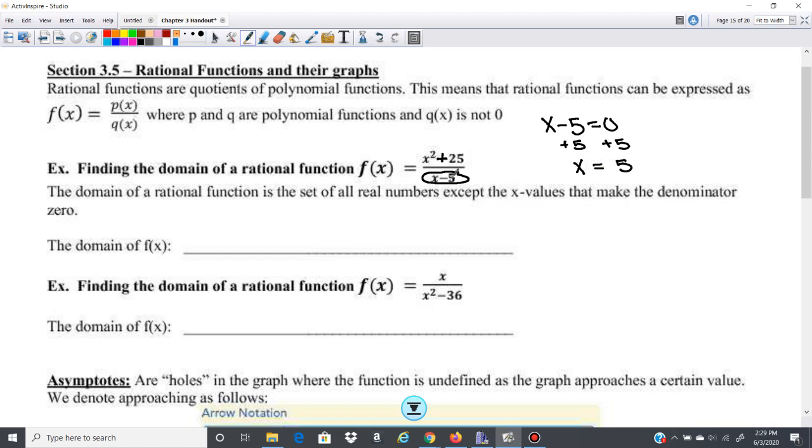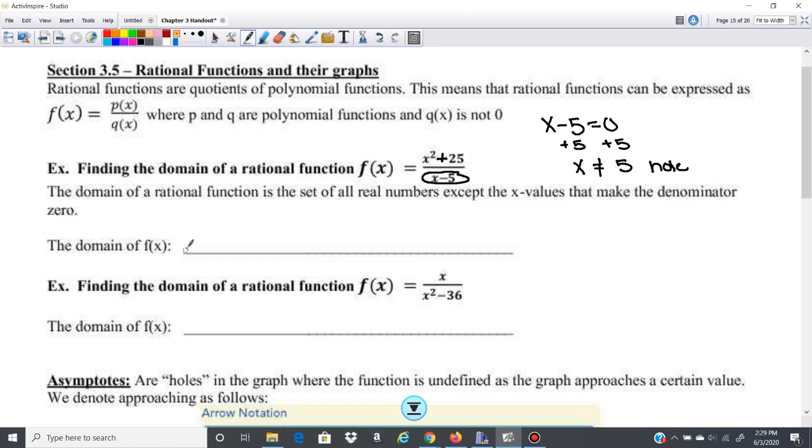Now, if you plug 5 into there, you're going to get 0 in the denominator. So x equals 5 is what is going to cause a 0 in the denominator, and that's actually going to cause a hole in the graph. Now, the domain is just going to be everything except x is not equal to 5.